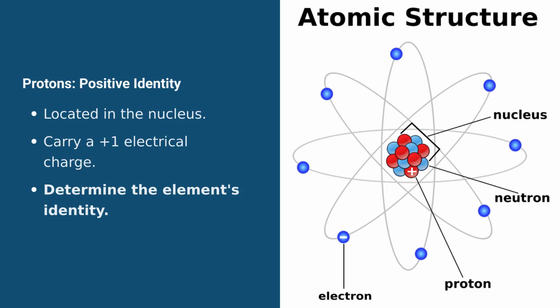At the very heart of every atom lies the nucleus, a dense central core. Within this nucleus, we find subatomic particles called protons. Protons carry a positive electrical charge and are absolutely crucial because their number defines the element itself. For instance, any atom with 1 proton is hydrogen, and any atom with 6 protons is carbon.